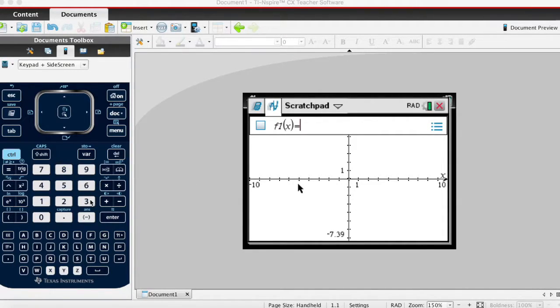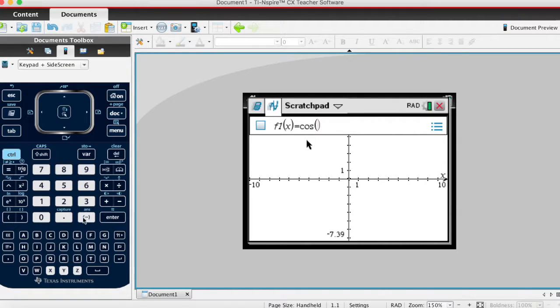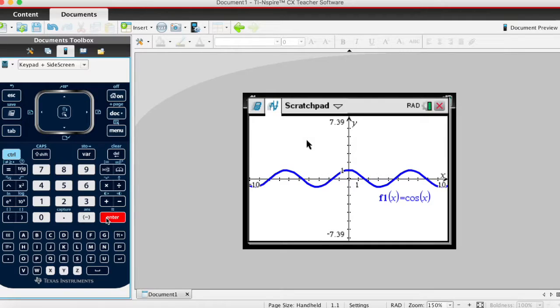So to find the area underneath the graph, or between the graphs, the first thing I'm going to do is graph both of the functions. So I'm going to graph the cosine of x. Now hopefully the cosine of x and y equals x are not difficult functions. You should be able to do them by hand.